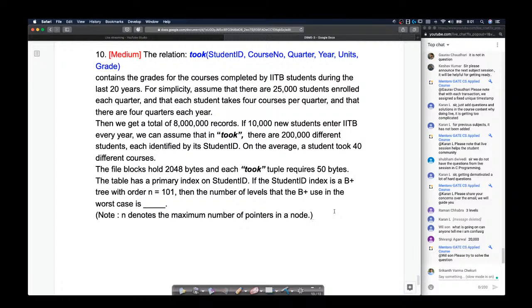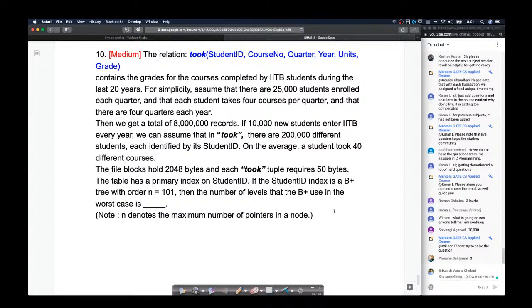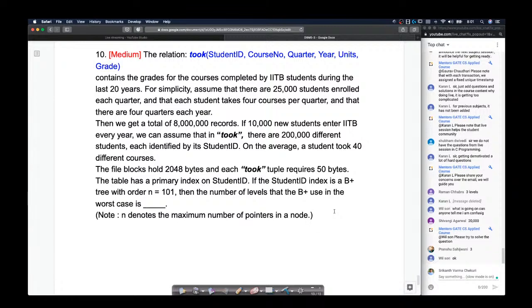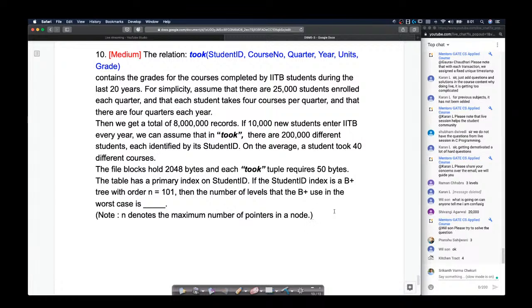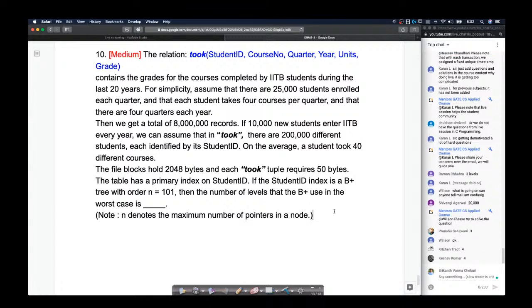Again, read the question carefully. It looks lengthy, but it is simple and straightforward. I see a few of you putting in the answers. Just be careful. You're almost there. Just be a little careful, you'll get it.